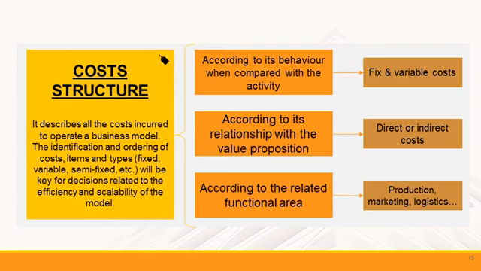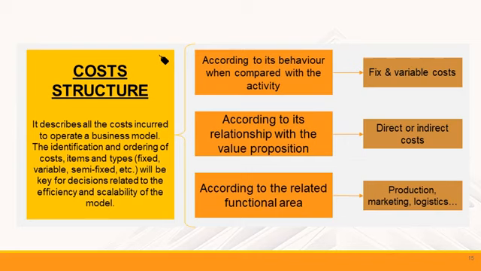So to see a deeper definition, we have that the cost structure is going to define all the costs that I have incurred to operate my business model. Okay, so I have to identify and order all the different costs and items and types. For example, we have to make a distinction between the fixed costs, the variable costs, the semi-fixed costs, and once we have divided the different costs, this division is key to make decisions related to the efficiency and to the scalability of the model.